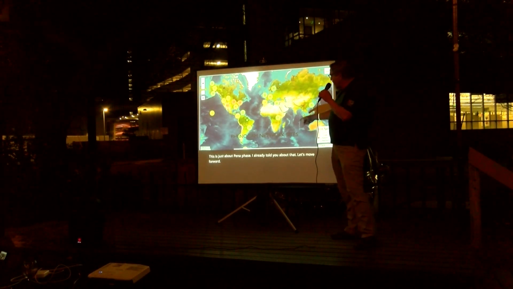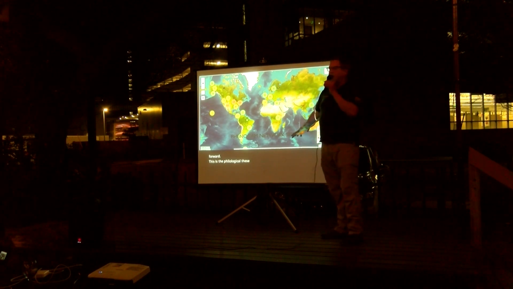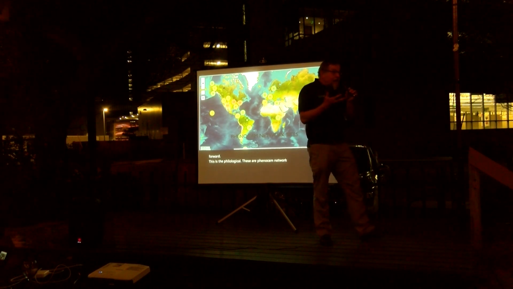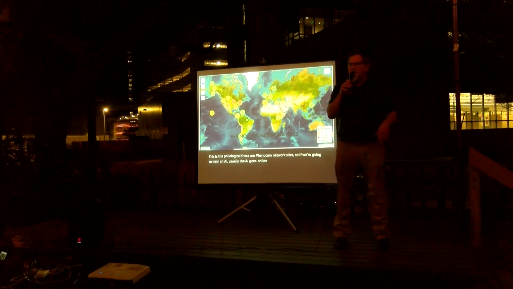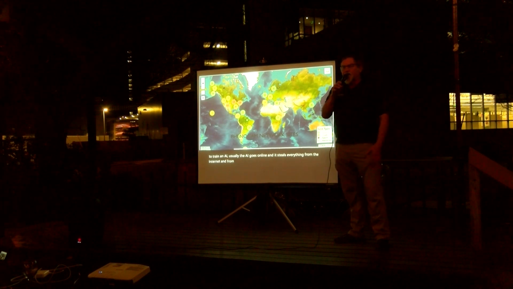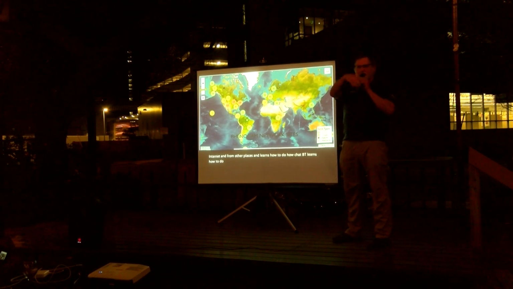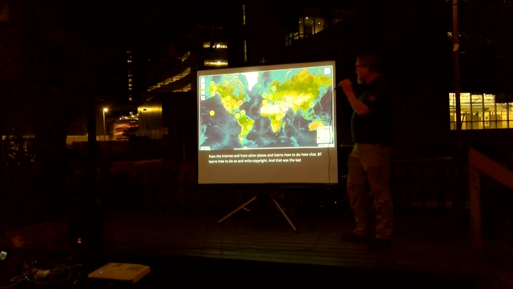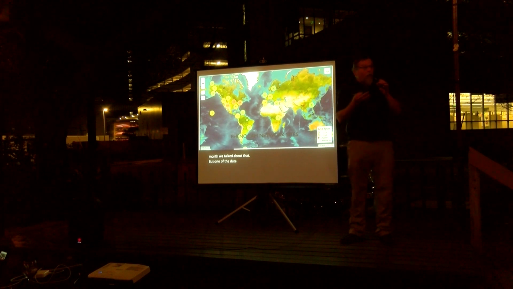These are phenocam network sites. So if we're going to train an AI, usually the AI goes online and steals everything from the internet and from other places, and learns how ChatGPT learns how to do stuff and breaks copyright. And that was the last talk last month. We talked about that.